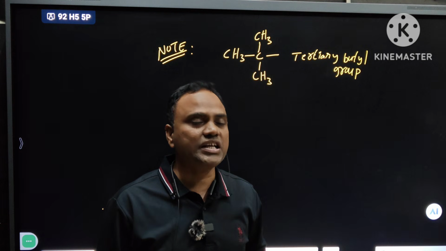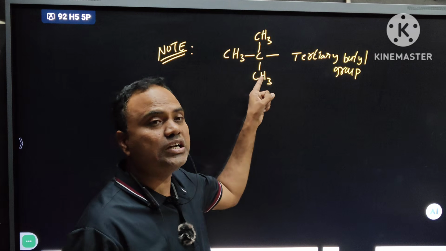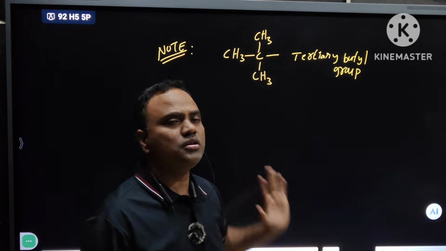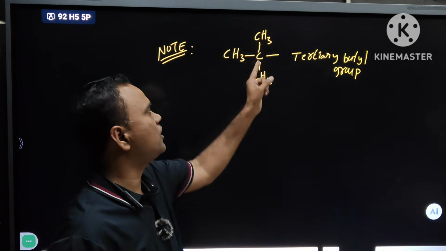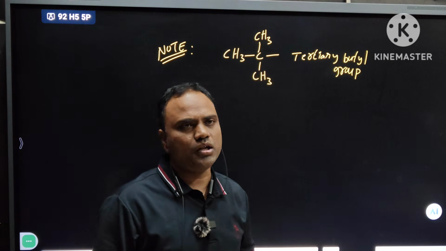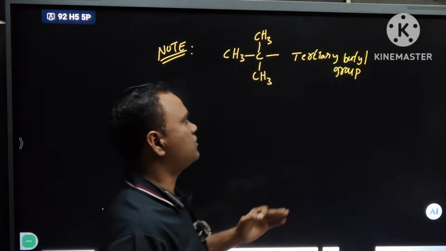Why are we calling it tertiary? The middle carbon is surrounded by 1, 2, 3 carbons, so the middle one is a tertiary carbon. So imagine, tertiary butyl group means one carbon surrounded by 3 methyl groups; that is called a tertiary butyl group. Clear? One additional piece of information I am giving to you. Clear? Right.